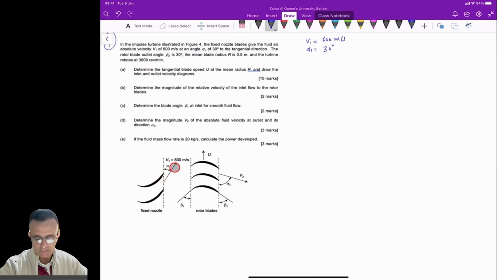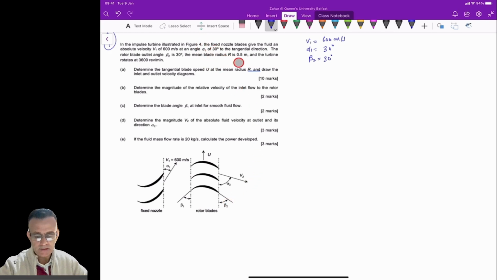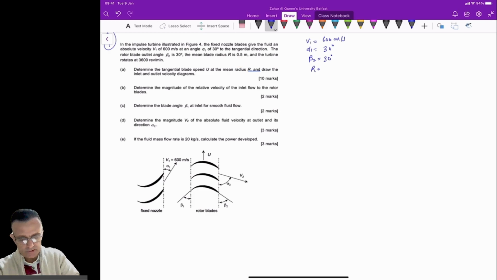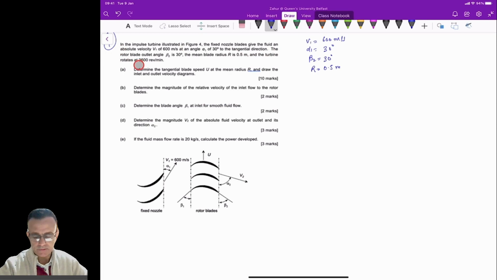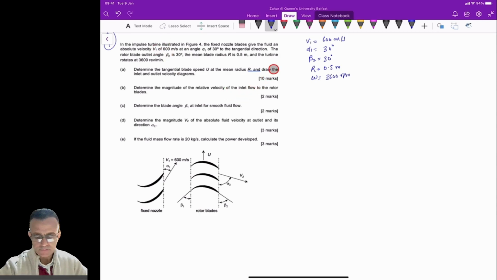So this is the angle with the tangential direction, and the rotor blade's outlet angle beta 2 is 30. So beta 2 is also given, which is again 30 degrees. The mean blade radius is 0.5 meter, and the turbine rotates at omega, which is 3600 rpm. So you need to calculate the following.